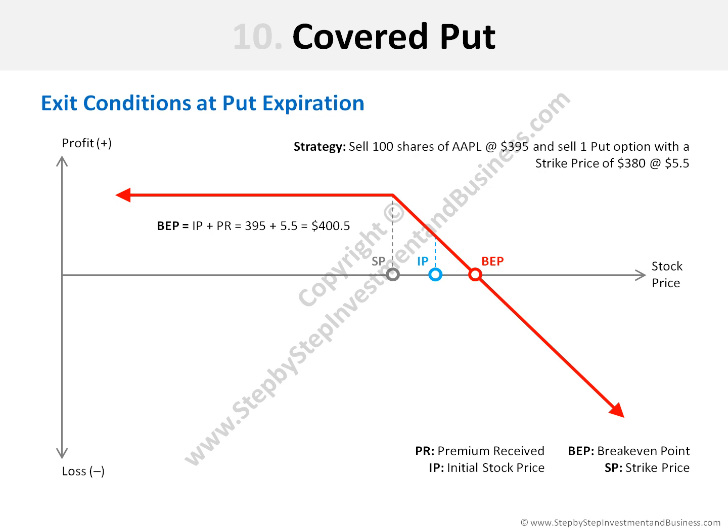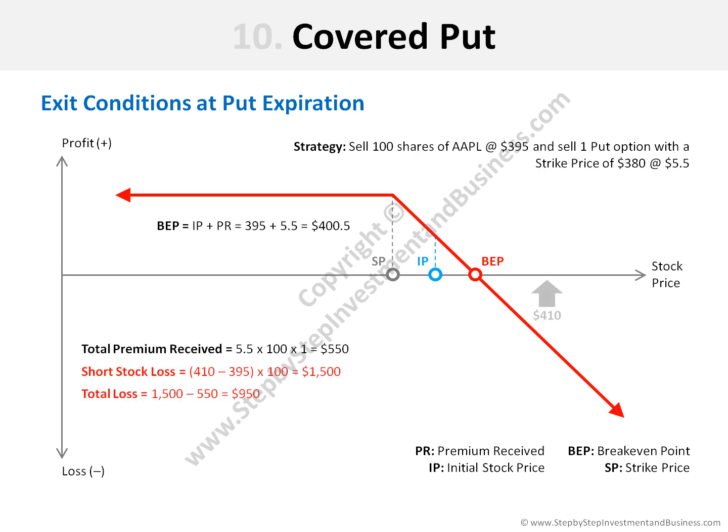Here, in the graph, we indicate the strike price of the option, the initial stock price, and the break-even point. The strike price of the option is $380, the initial stock price is $395, and the break-even point is $400.5.